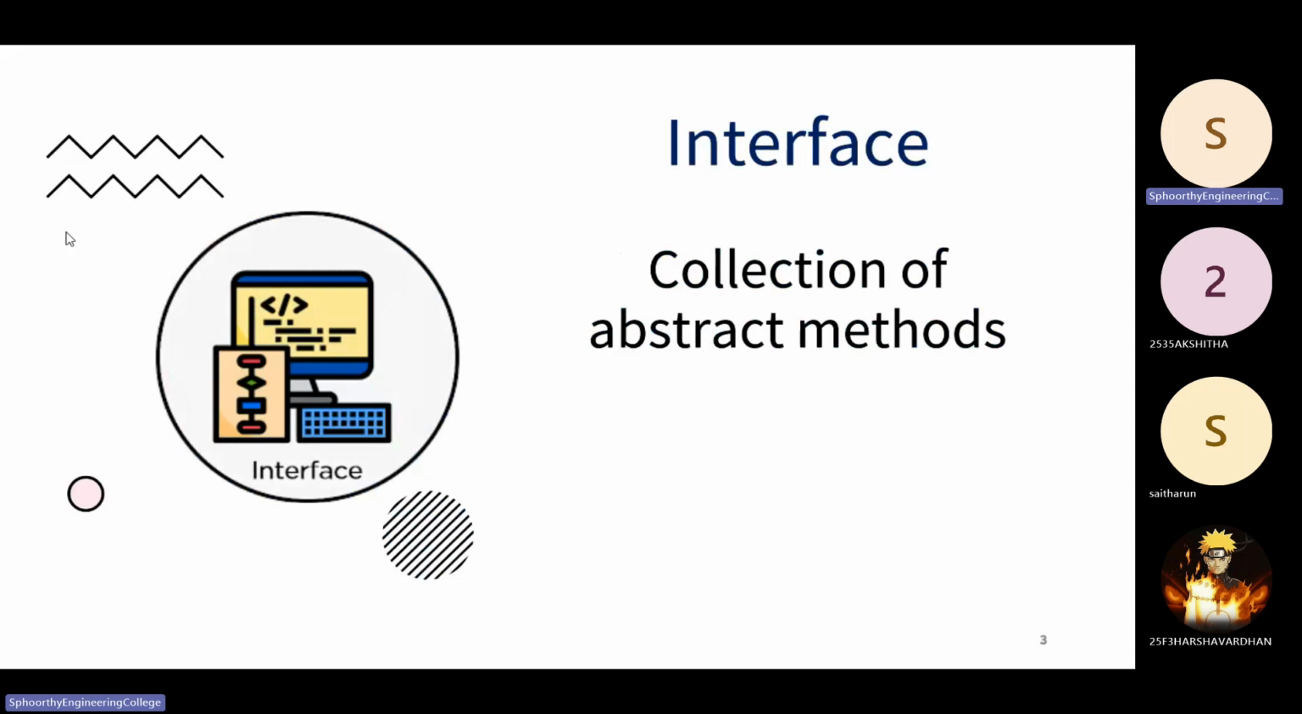So what is an interface? An interface is a collection of abstract methods. Abstract methods means methods for which we don't write any code. Only the method signature or method prototype will be there. Methods are not defined. Now the point is, when there are no concrete methods, when all the methods are abstract, what is the use of an interface?